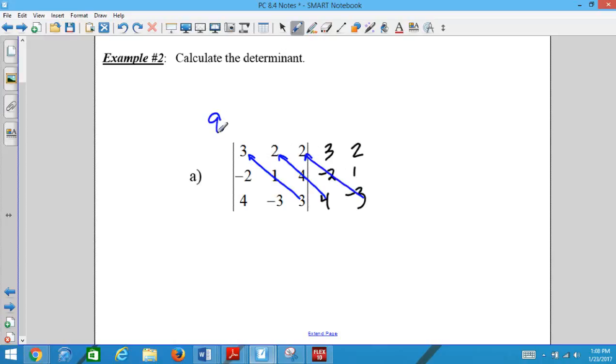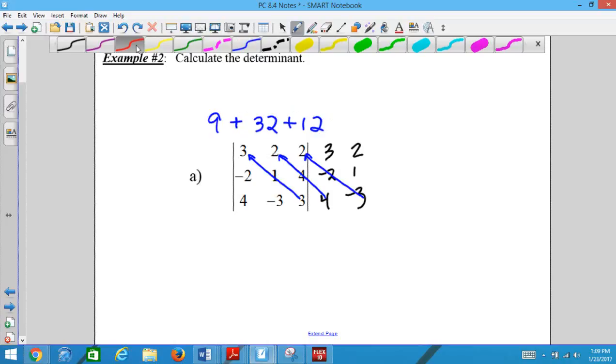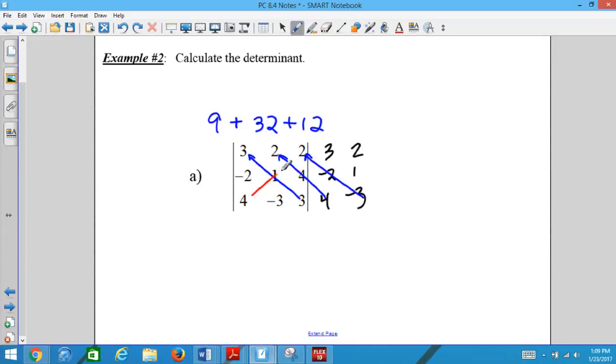So we get 9, 32, 12. And when we cross multiply up to the left, those are just normal numbers. We'll add them together. And then next you're going to cross multiply up to the right, and there will be 3 diagonals of 3 numbers, but those you will subtract. So we will subtract 8, we will subtract negative 36, and we will subtract negative 12.